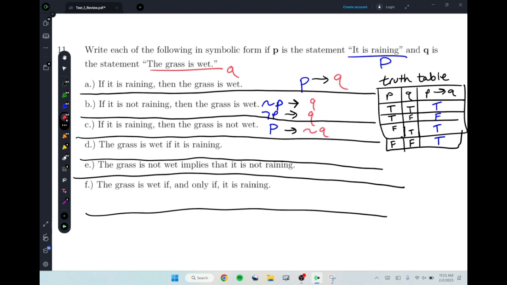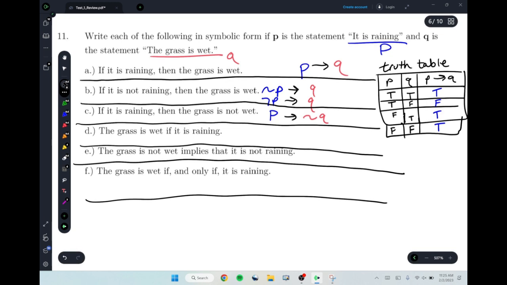Okay, these types of questions are way easier than what we did in class. These are just, can you write it? This is straight out of the book's test bank, so this is kind of more the speed of things that we're looking at. Hopefully this is a little more comforting than notes in class. The grass is wet if it is raining.